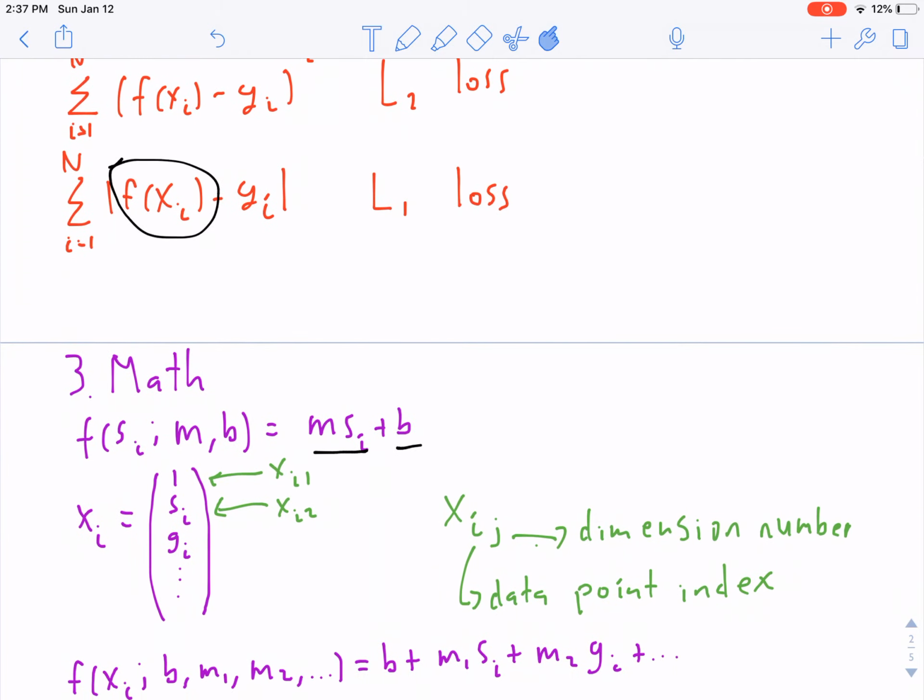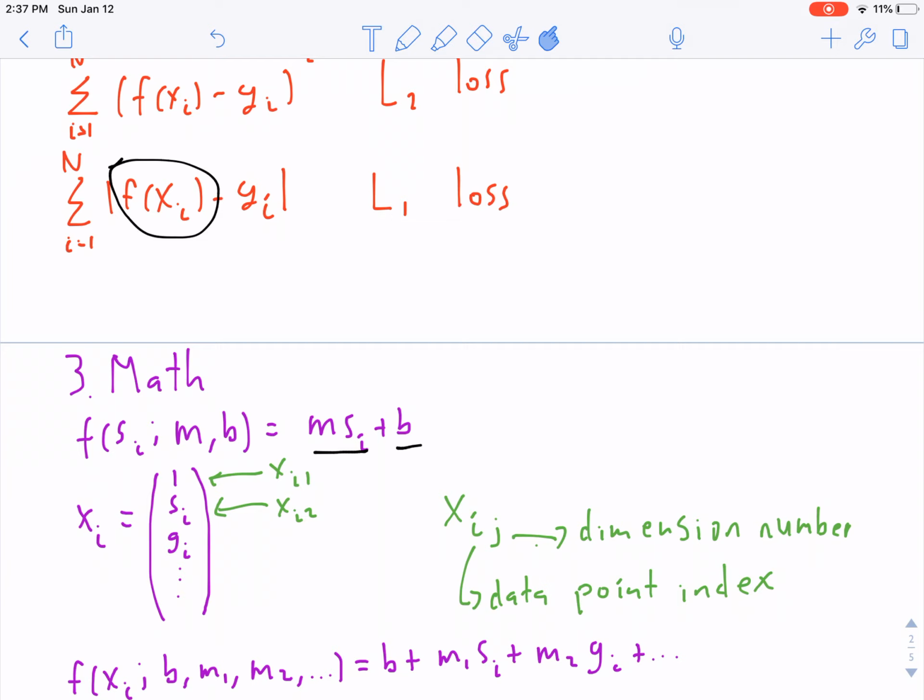And before we move on, just a notational note. When I write x sub ij, the first index, i, refers to the data point index. So if we have 10 people, the ith person. And the second index, j, refers to dimension number. So if it's 1, it refers to this leading 1. If it's 2, it refers to SI. If it's 3, it refers to the genetic marker of that person, or whatever sort of covariates we're using.